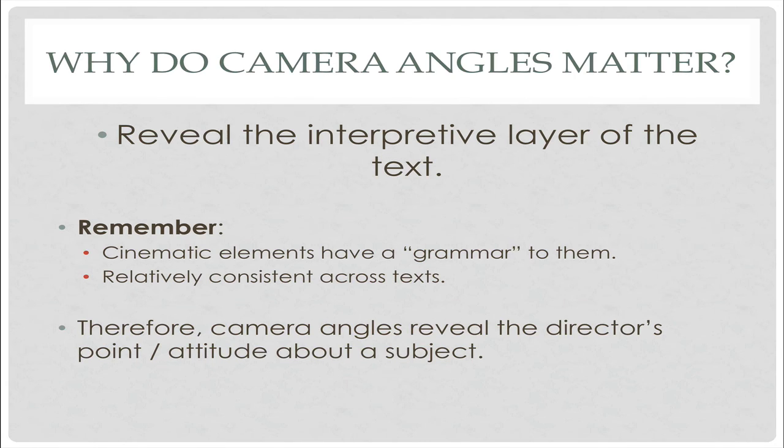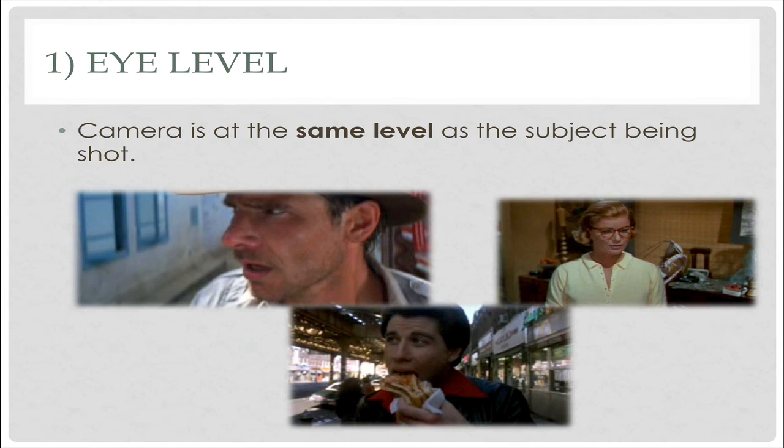And so these camera angles that we'll focus on today will help reveal the grammar of that film and the interpretive layer of that film, and also the director's attitude or point about that subject being filmed. So let's go ahead and see a little bit more about what we're talking about. So the first example of a camera angle is what we call eye level. And so literally, the camera is at the same level as the subject being filmed. So if the actor were to turn their head and eyes, they would be approximately at the same level as the camera looking right back at them. So basically, right at eye level.